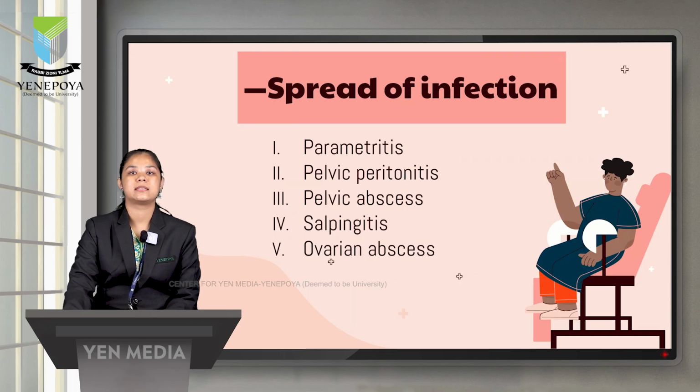Spread of infection. As I said in the previous pathogenesis, in puerperal sepsis the infection can occur in a specific area: parametritis, that is of the lining of the uterine wall; then pelvic peritonitis, that is inflammation of the peritoneal sac; and pelvic abscess, where if it is not treated properly it may cause abscess or pus formation. Next is salpingitis, that is inflammation of the fallopian tube, and ovarian abscess. Sometimes the inflammation from the fallopian tube may cause inflammation of the ovary and also cause an ovarian abscess, or pus formation in the ovary.